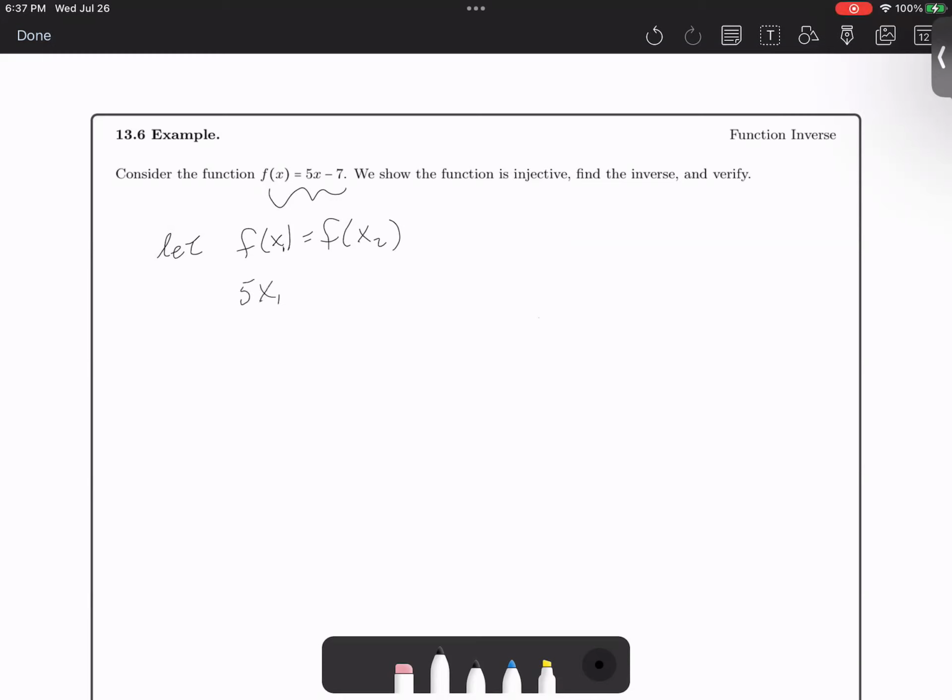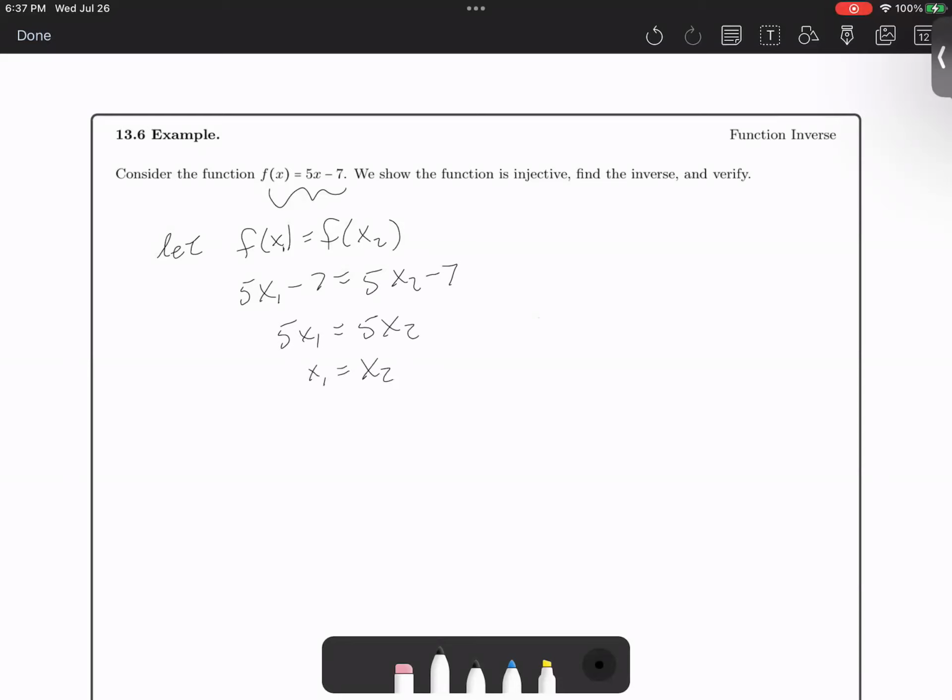So 5 times x1 minus 7 is equal to 5 times x2 minus 7. It seems kind of silly, right? You can probably already tell that x1 has to be equal to x2. Let's add 7 to both sides. Let's divide by 5. Yep, x1 has to be equal to x2.